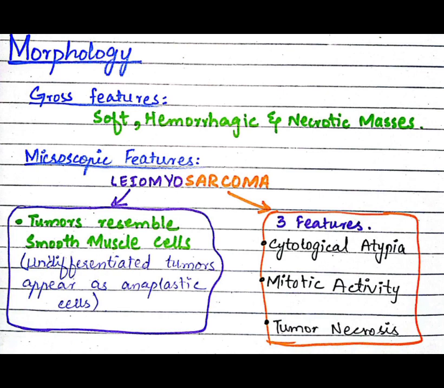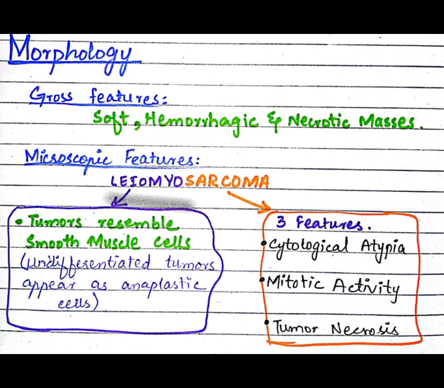Now let's see the morphology. In gross features, the leiomyosarcomas appear as soft, hemorrhagic and necrotic masses. Remember that the fibroids were well circumscribed, but these leiomyosarcomas show areas of hemorrhage and necrosis. For microscopic features, the keyword to remember is leiomyosarcoma. So the word is self-explanatory.